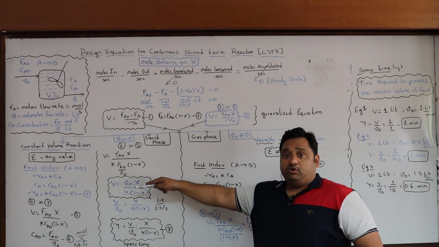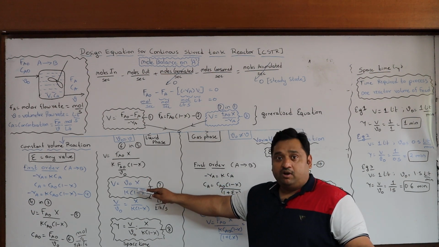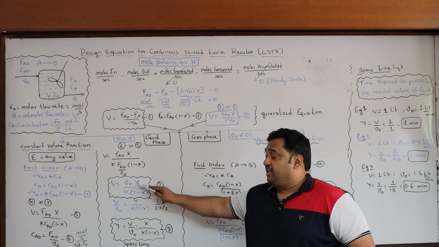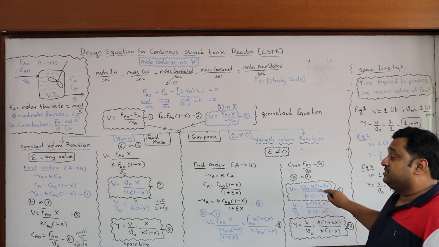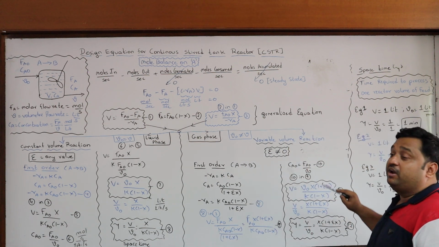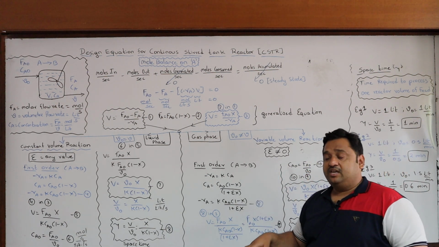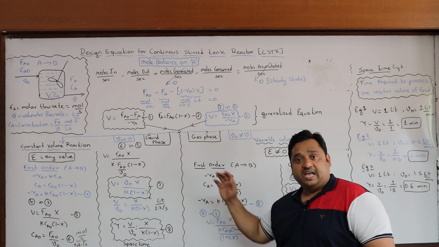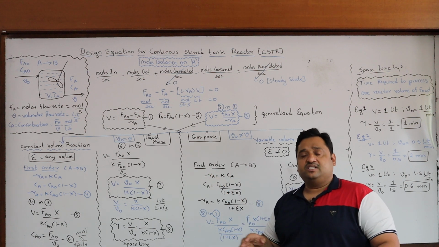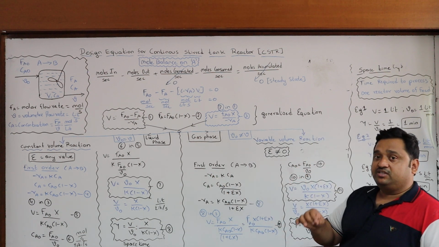If you make epsilon equal to 0, that means if there is no epsilon, liquid phase reactions, there is nothing. Here the additional term has come, 1 plus epsilon x. Okay, that is the basic difference between the liquid phase reactions and the gas phase reactions. Liquid phase reactions, epsilon will not come; gas phase reactions, epsilon will come.